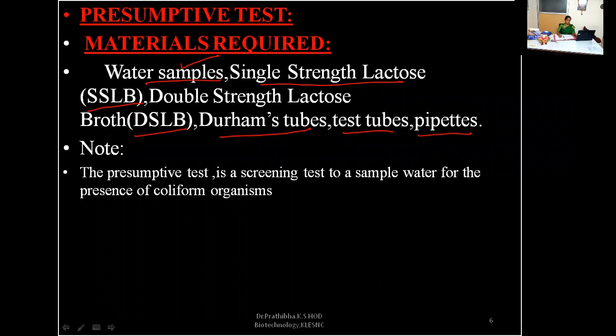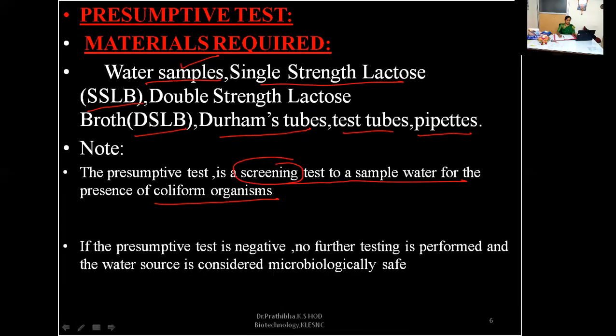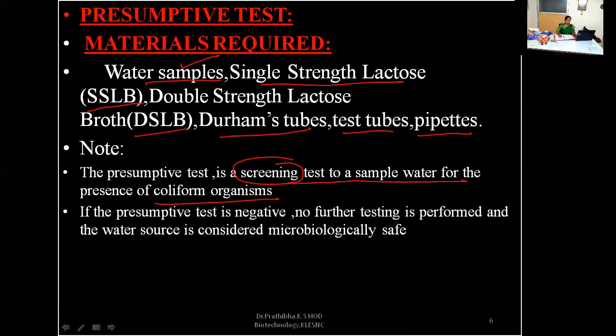Here you need to make a note that the presumptive test is like a screening test of a water sample for the presence of coliform organisms. The screening of the coliform bacteria will be done in the presumptive test. If the presumptive test is negative, with no acid production and no gas production, no further testing is performed and the water source is considered microbiologically safe, and that water is safe to drink.